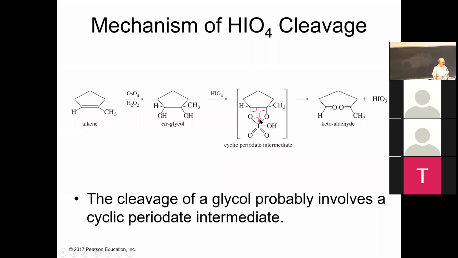And we form this cyclic periodate ester, and it undergoes cleavage to, in this case, a ketoaldehyde. Since we have an H here, this side becomes an aldehyde, this side becomes a ketone.